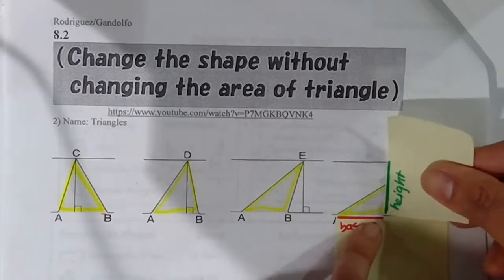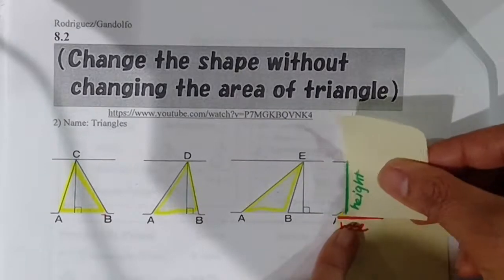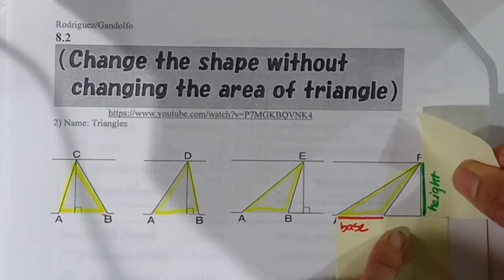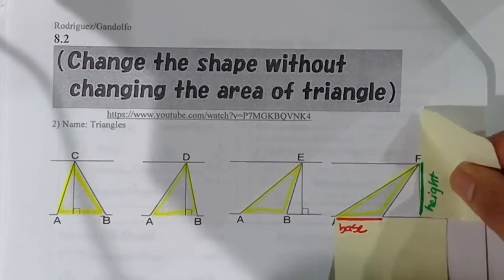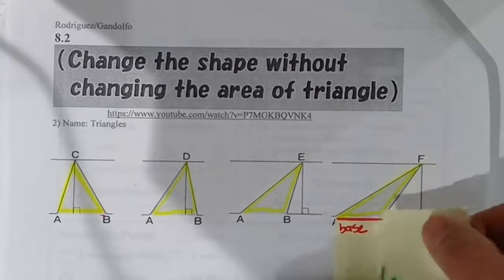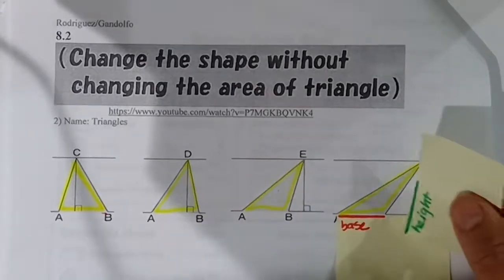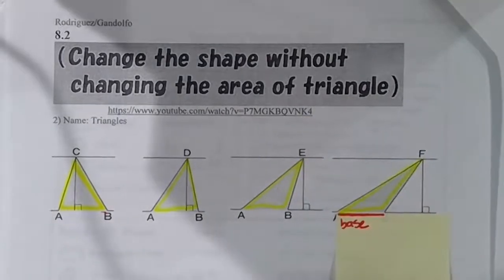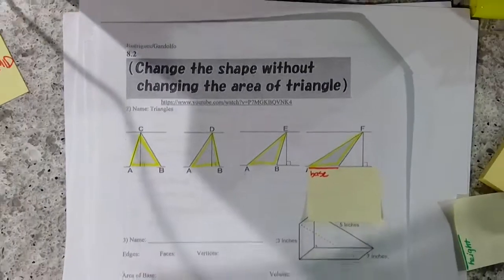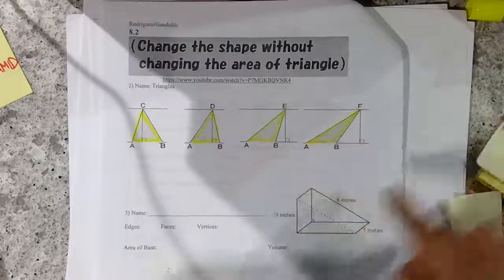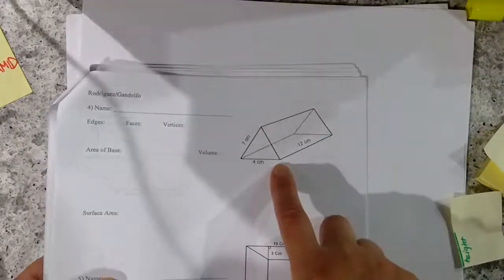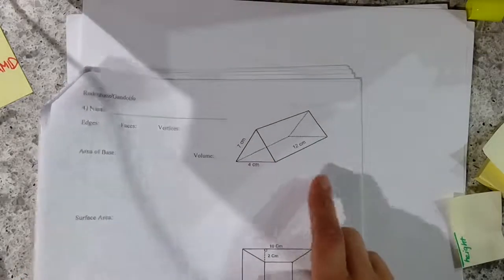Same thing here. If that's your base, you could put your height right there, but it's going to be this distance right here. So all of these triangles actually have the same area, because in the formula 1/2 base is all the same, and their heights are actually all the same. That's going to be really important when we do this next section, where we have different triangular prisms, and we have to know how to find the area of the triangle correctly.